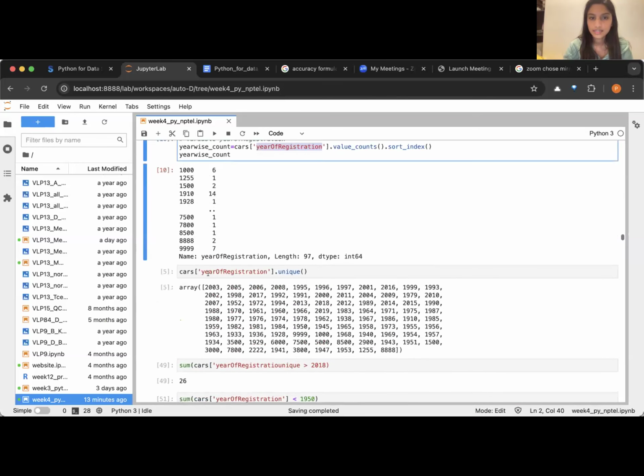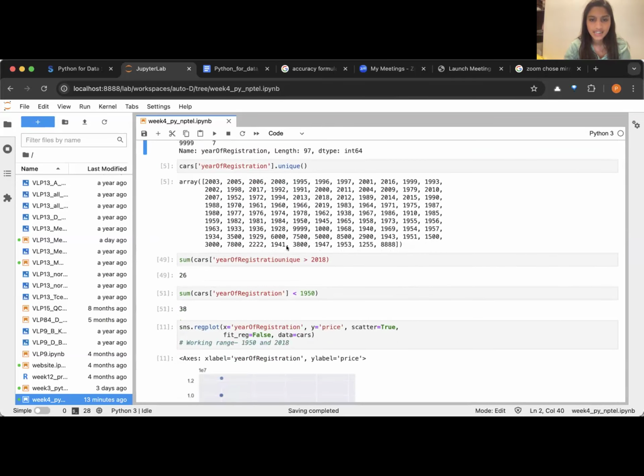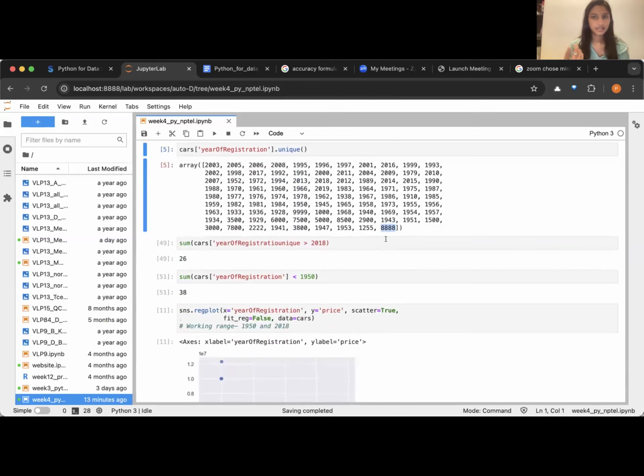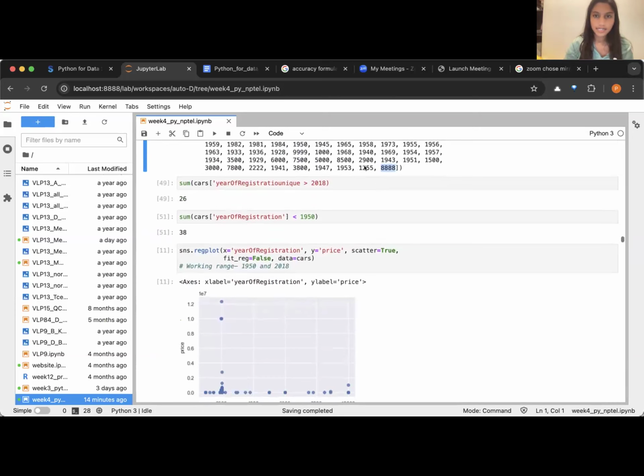So these are the years of registration. They range from as early as 1941 to 2018, and some random values here. These are probably not years. These are probably some wrong values that were entered while creating the data set, or typos. It could be anything.